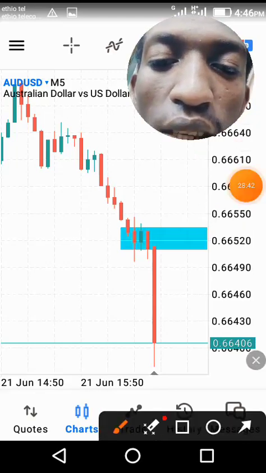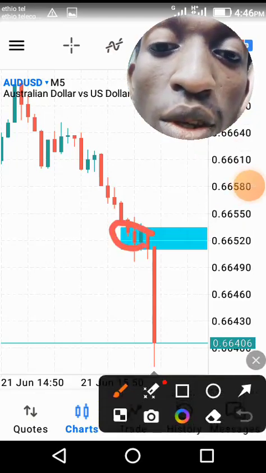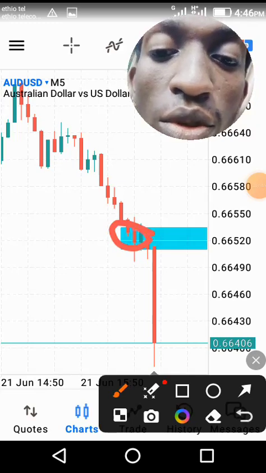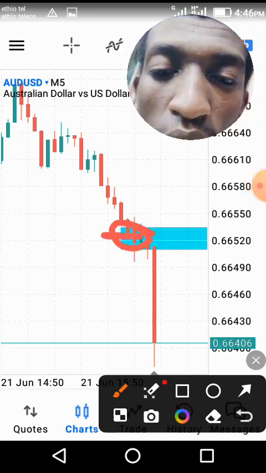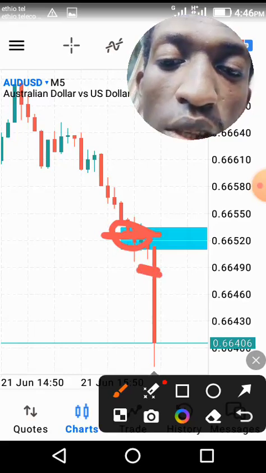another order collection zone. This is an order collection. Then you use this to sell again down there. Stop loss up there.